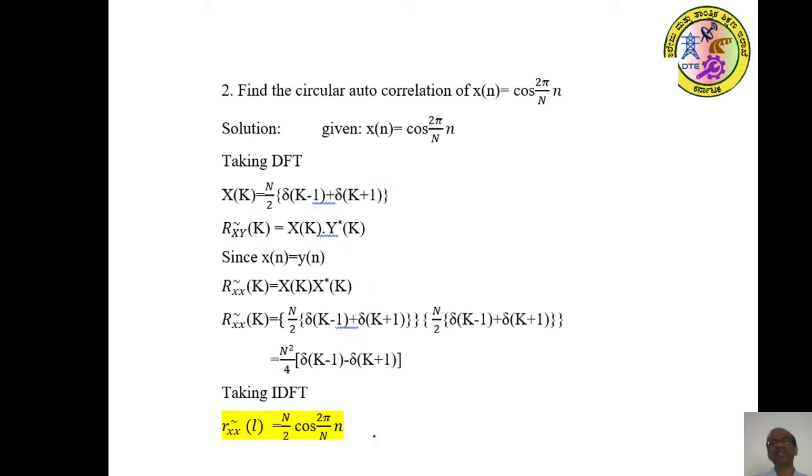And this concept is called transform domain analysis. Second problem: compute the circular autocorrelation of x of n is equal to cos 2 pi by N into n. Only one function is given.